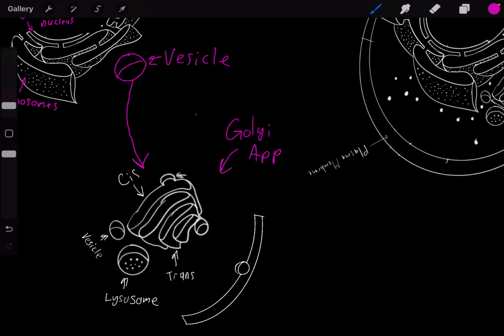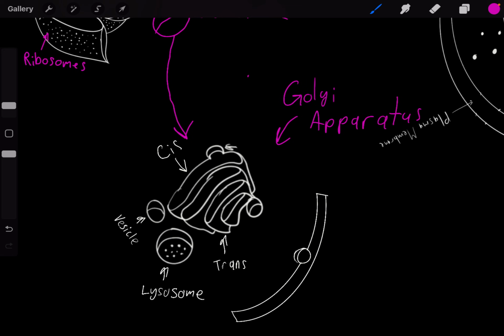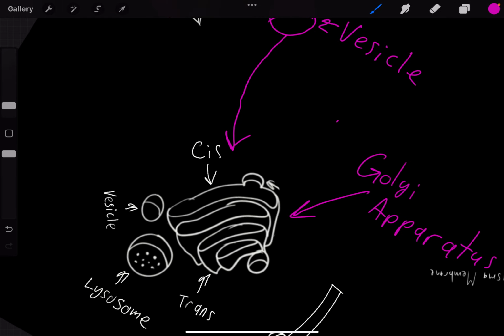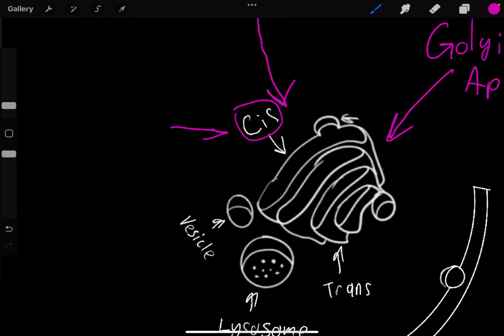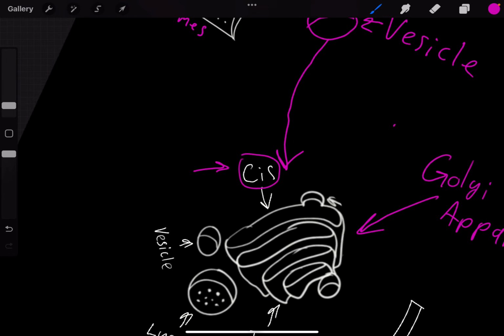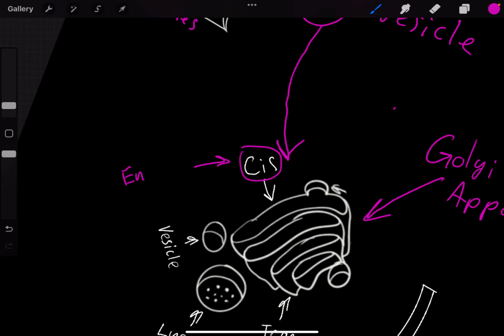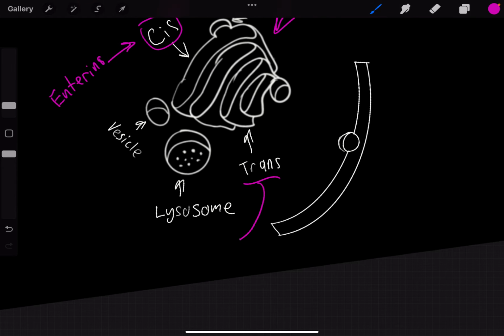Another word I don't know how to spell. Apparatus, I think. The Golgi apparatus right here. And you have two sides. You have the cis side, which is the entering, and the trans side, which is the exiting.